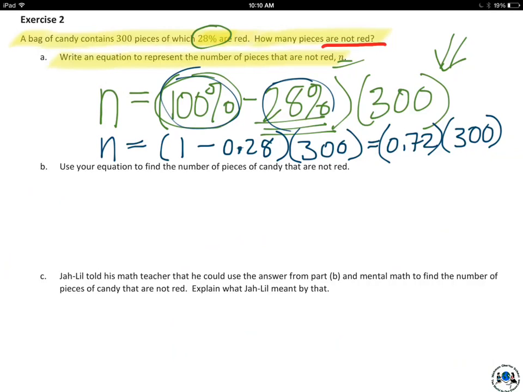All right. And actually, I shouldn't get ahead of ourselves here. Let me just go ahead. Let me say use your equation. Here we go. Use your equation to find the number of pieces of candy that are not red. All right, well, I'm just going to continue this here. Bring this right down here. So I have something that looks like this.